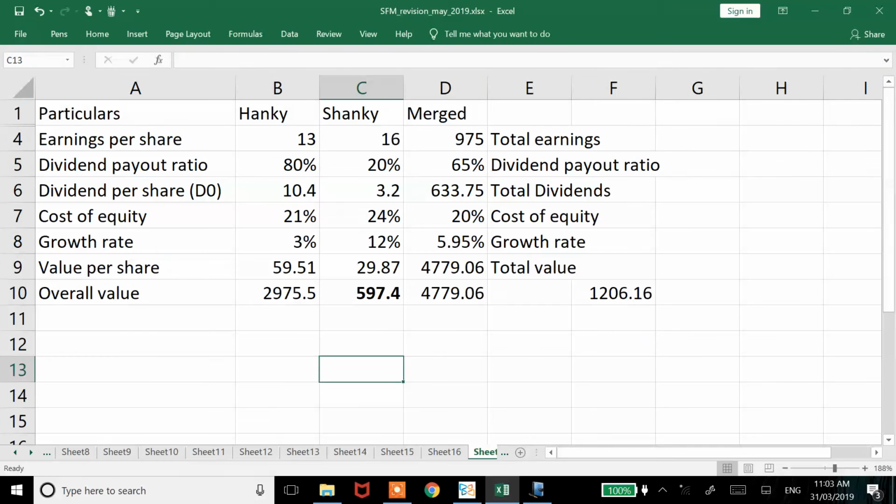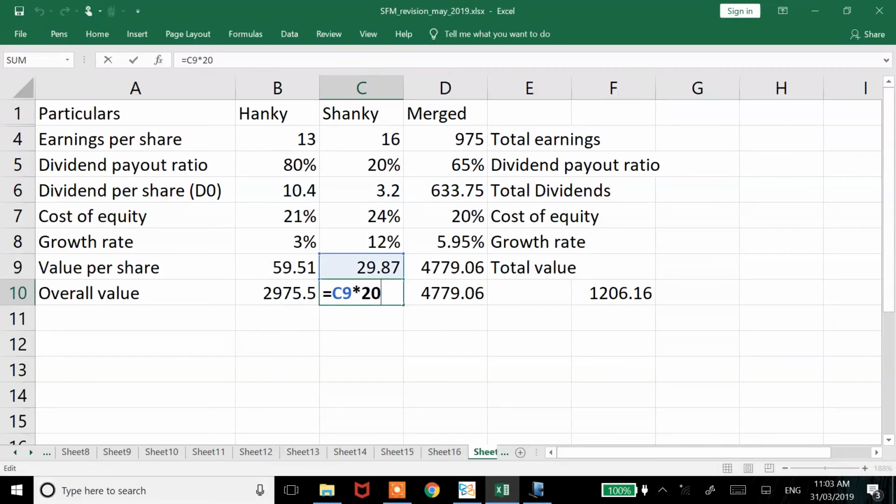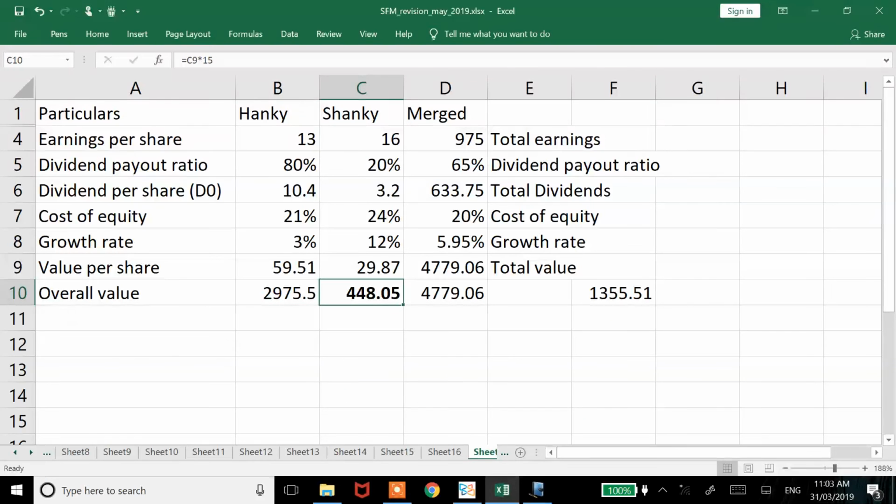The overall value, I believe, is for 15 lakhs. I should be able to calculate. How many shares are there? Sorry, that's a mistake from my end. Into 15. Yeah, this will be 2975448.